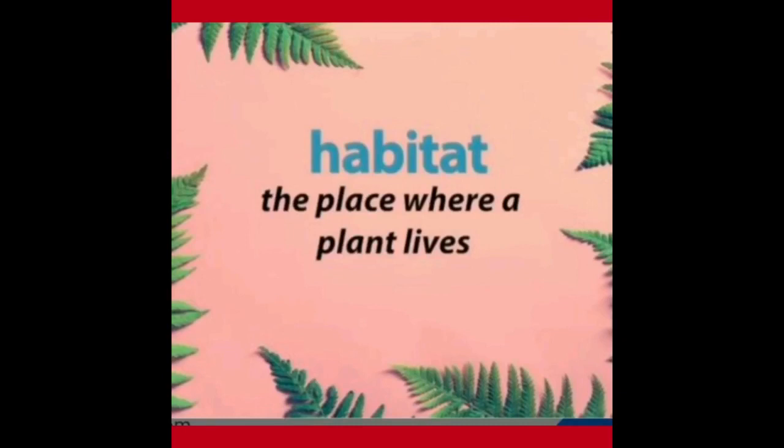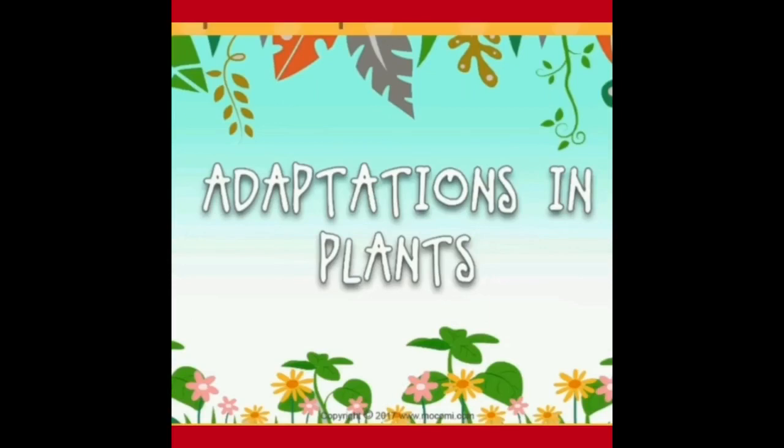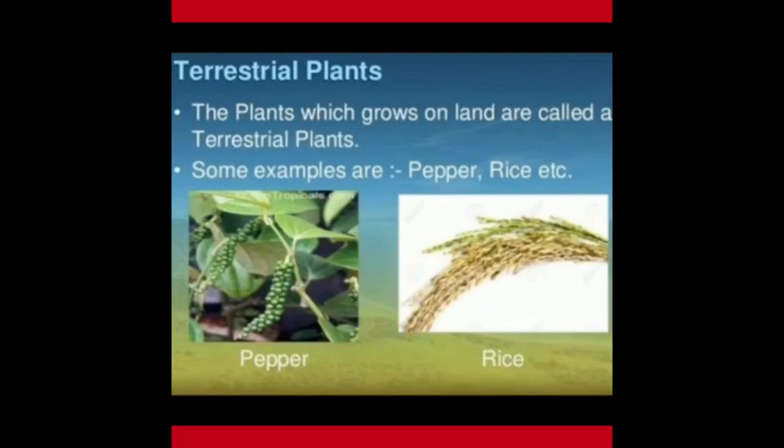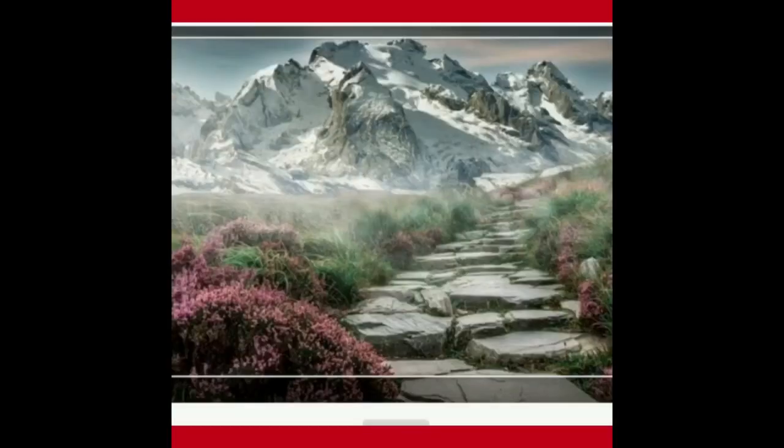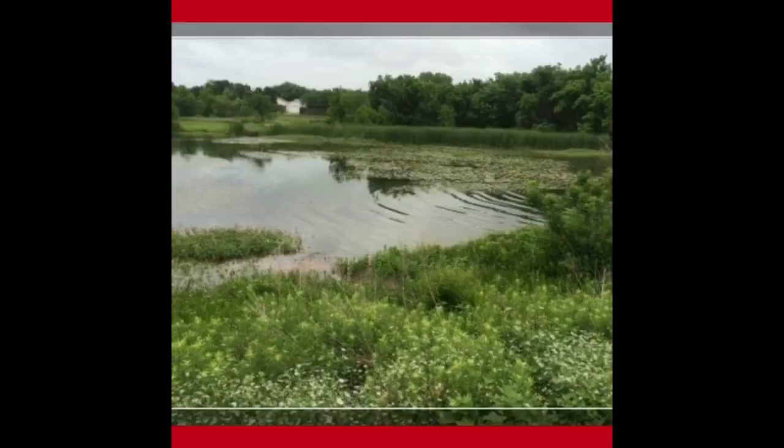Once again, I'll repeat the question. What is meant by habitat? Yes, habitat means surroundings. And what is adaptation? Adaptation means plants make some changes in themselves to adjust to their surroundings or habitat. And what are terrestrial plants? Plants that grow on land, mountain, desert and in marshy areas are called terrestrial plants.